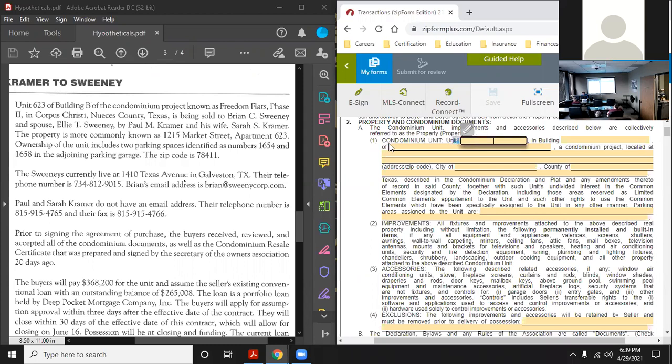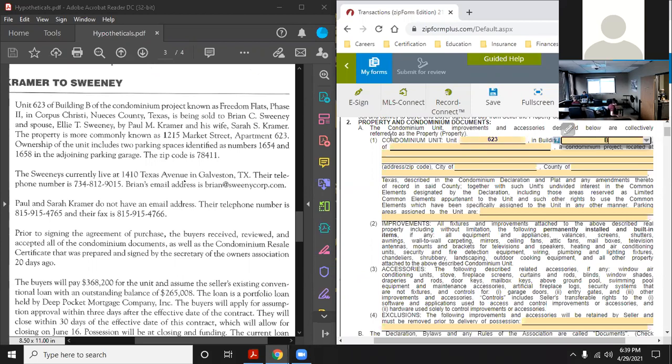So basically in here, instead of having land, it has the condominium unit. You don't have the lot and block number and the address, if you remember, or you have the address, but not the lot and block and the legal description, because that's not what you're selling. You're not selling the land, you're just selling the airspace between the walls, if you remember what we talked about before. So here it's going to be unit 623 of building B.